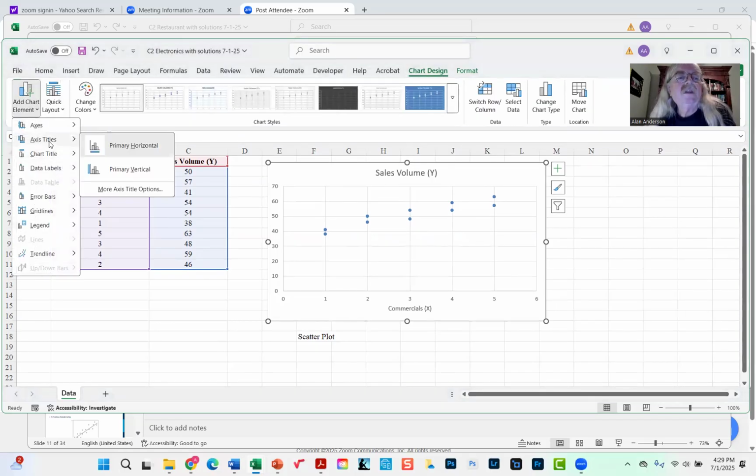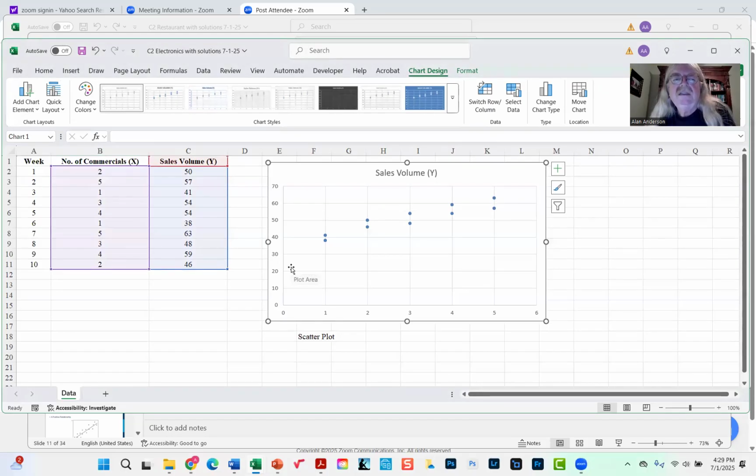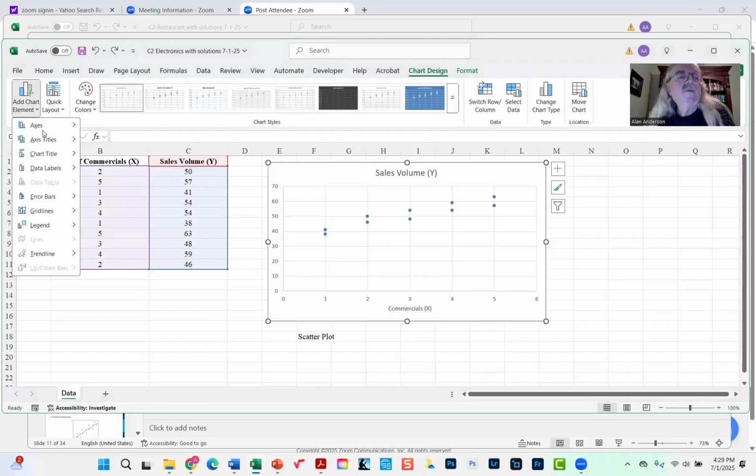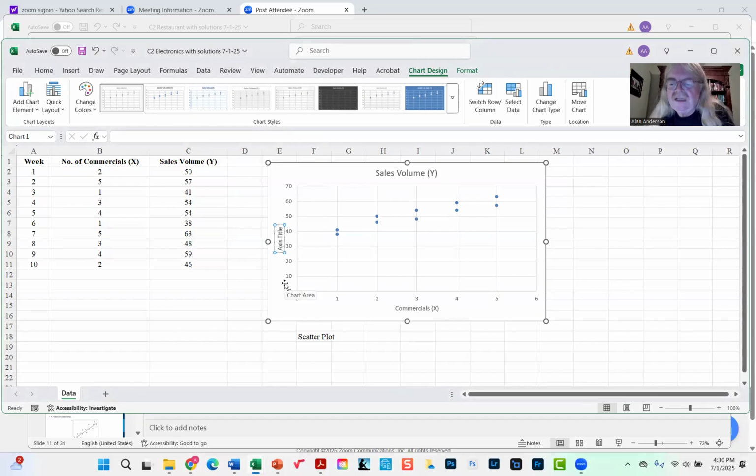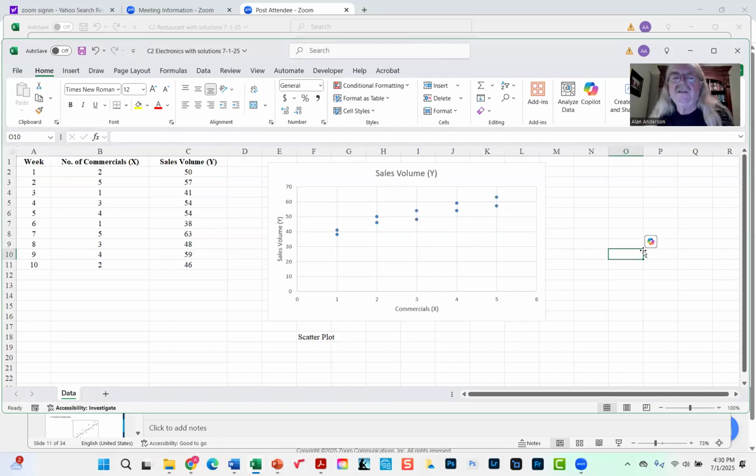So anyway, let's once again choose chart design. This time I'm going to ask for the vertical. Whoops. All right, I blew it. There we go. I want the vertical axis title. Now here's an interesting result. You're going to actually be typing uphill, but it works. And you'll call that sales volume Y. So this way, it's clear to anyone looking at this graph what exactly is going on. It's a scatter plot that shows the relationship between the number of commercials that we run every week and the resulting sales volume.